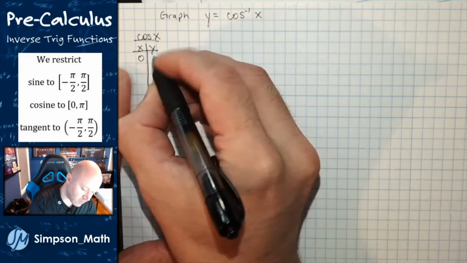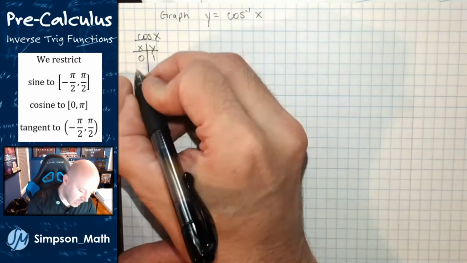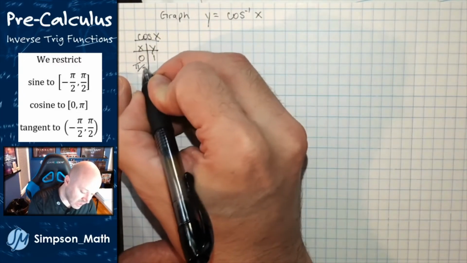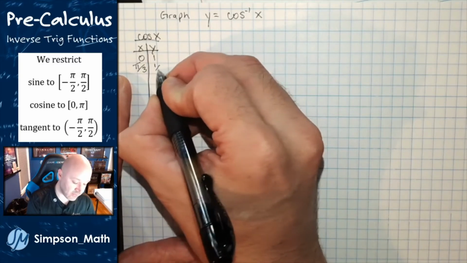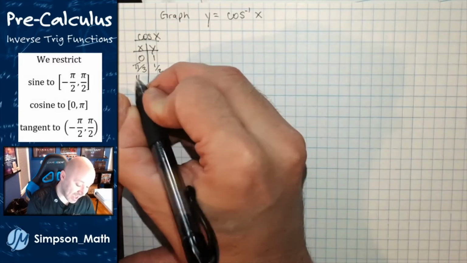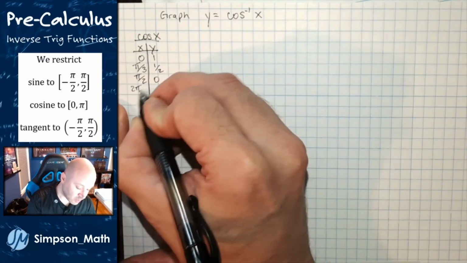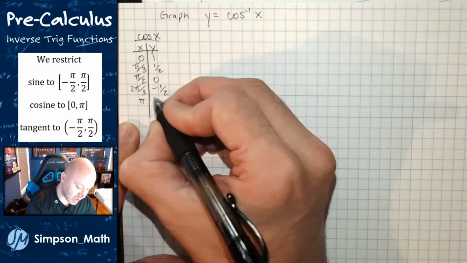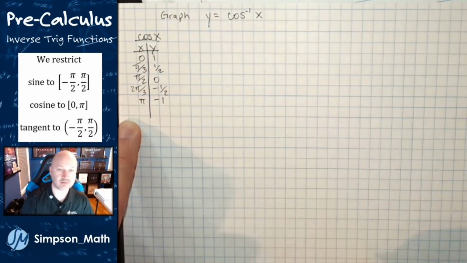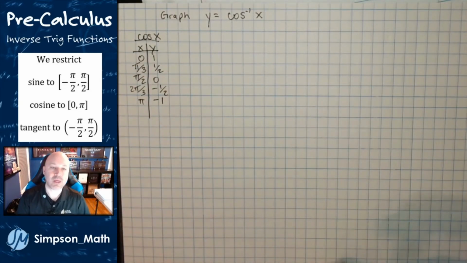Starting at 0, cosine of 0 is 1. I know cosine is pretty at the thirds. If I plug in pi thirds into cosine, it spits out a 1/2. If I plug in pi halves, I'm now down to 0. 2 pi thirds is negative 1/2. And when I get to pi, I'm down to negative 1. And I can't go any further.